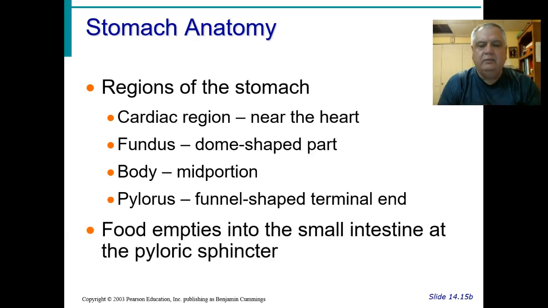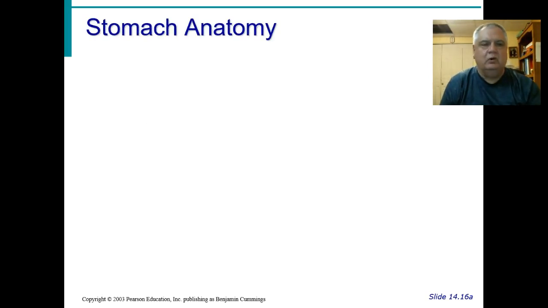So food is going to empty into the small intestine at the pyloric sphincter. Just like there is a valve at the top of the stomach called the cardiac sphincter that has to open and allow the food to enter the stomach, there's also a valve at the terminal portion of the stomach, the pyloric sphincter, that allows food to exit the stomach after a period of time in the stomach, and mixing and churning that occurs in the stomach. We'll talk about that more a little bit later on.